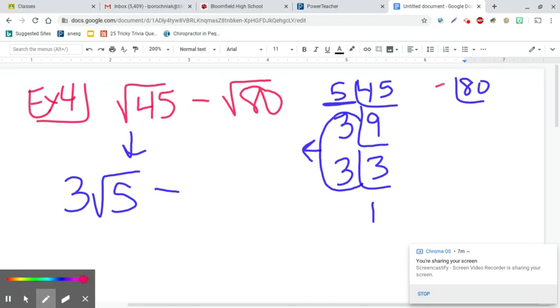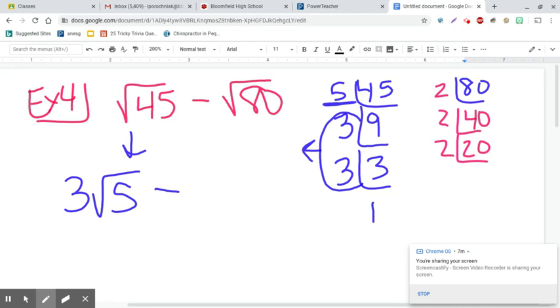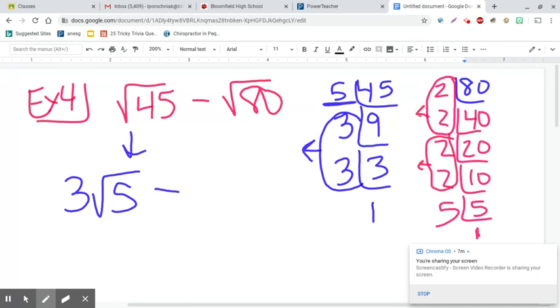Now we're going to our 80. You can do it by 2, which gives me 40. 2, which gives me 20. 2, which gives me 10. 2, which gives me 5. The only thing that goes into 5 is itself. We get a 1 left over. Now this one has 2 pairs. So we're taking out a 2 and another 2. So 2 times 2 is 4. All right, so we're taking out a 4. We're leaving in a 5. Okay, so this is 4 radical 5.